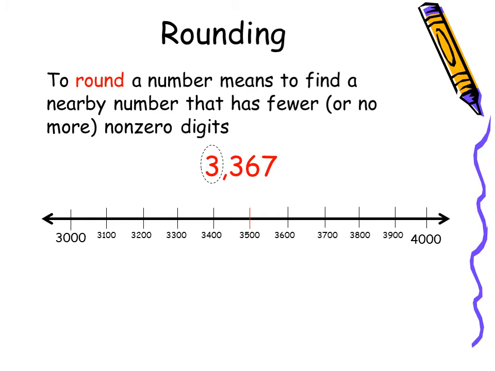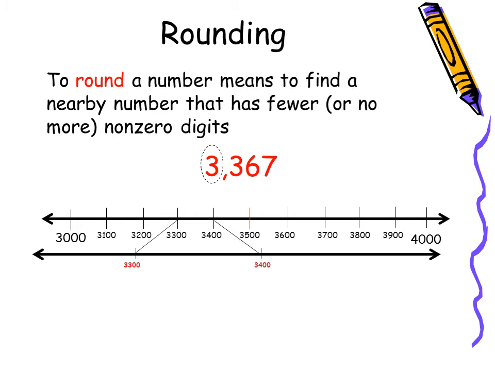Looking at the number 3,367 to see where it falls, we know that it will fall between 3,300 and 3,400. I'm going to zoom out to find out exactly where it falls. In zooming out, my long tick marks are 3,300 and 3,400. In between that 100 fall 10 tick marks, which would be tens. So 3,310, 3,320, 3,330, 3,340, and so forth.